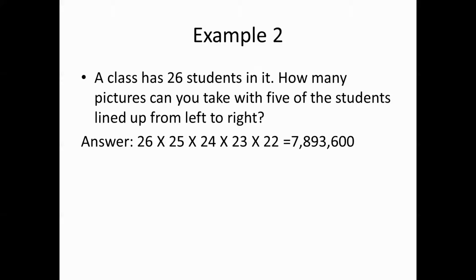A class has 26 students in it. How many pictures can you take with 5 of the students lined up from left to right? Well, 26 choices for the first student, 25 for the second student, 24 for the third student, etc. So 7,893,600. Notice that this is a little bit different from the license plate problem, because in the license plate you could use the same letter repeatedly. You could have the 3 letters at the end be C, C, C. But you can't do that with students. If you're choosing 5 students from a group of 26, you can't repeat any of them.